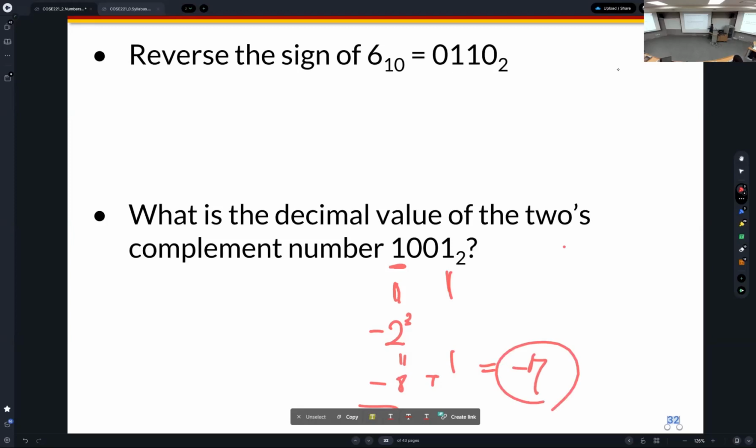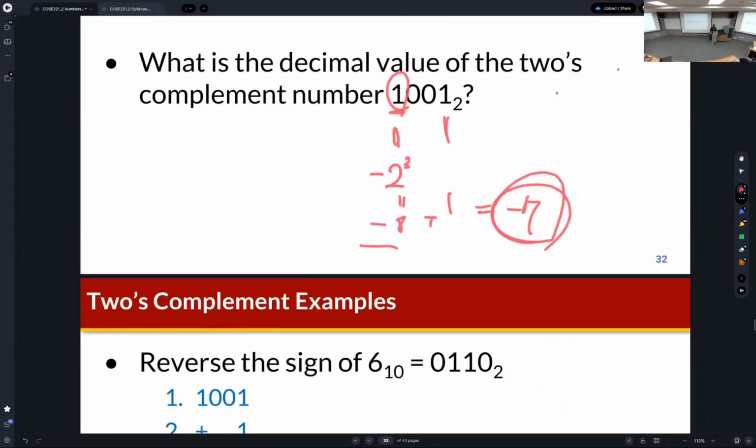Okay, we can convert the binary two's complement number to the decimal number like this. You can just remember that in the two's complement number system, the MSB represents minus 2 to the power of n minus 1. Then we can easily convert the two's complement number to the decimal number.